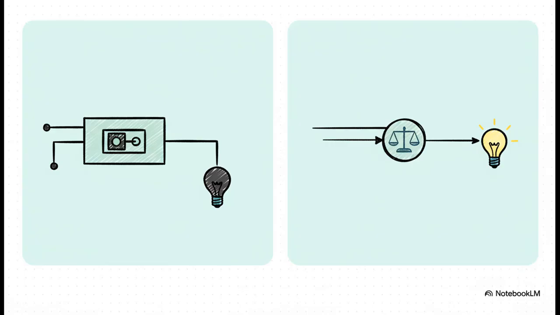The first shot at this, the McCulloch-Pitts neuron, was basically just an on-off switch, kind of rigid. But then came the perceptron, and this was a total game changer. It introduced the idea of weights. For the very first time, the model could decide that some inputs were more important than others. And crucially, that importance could change. That was the key, adaptability.